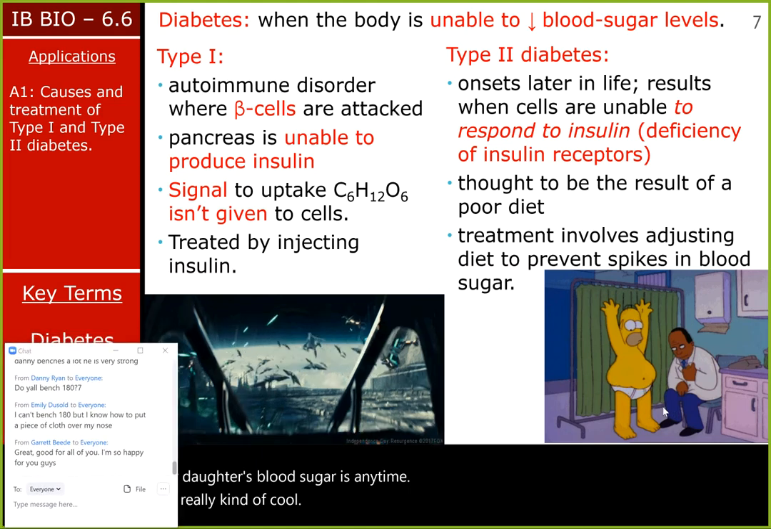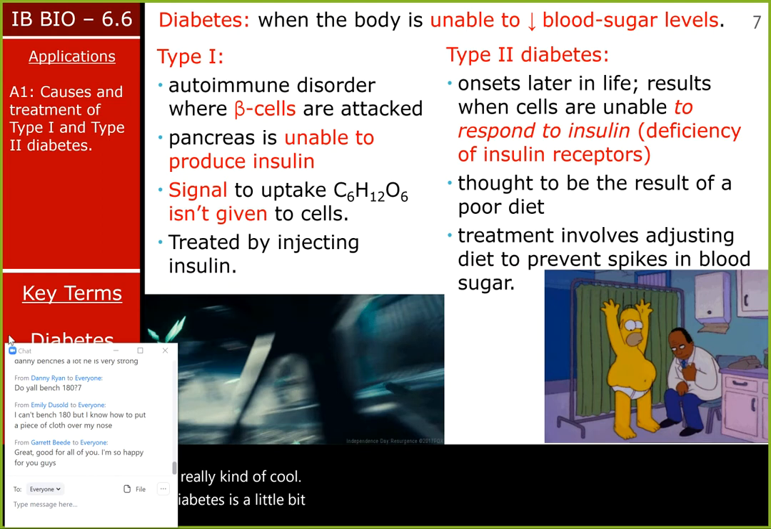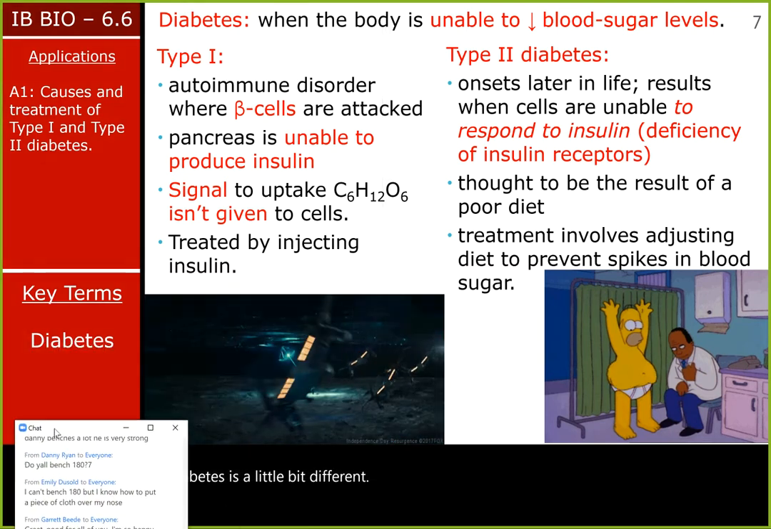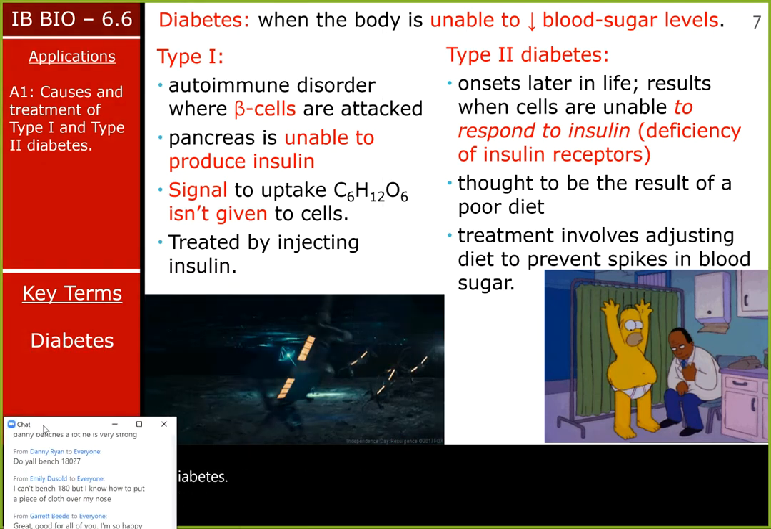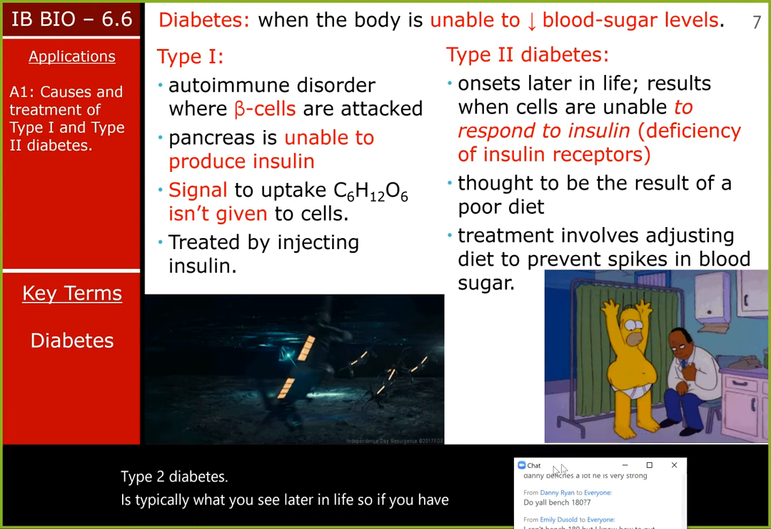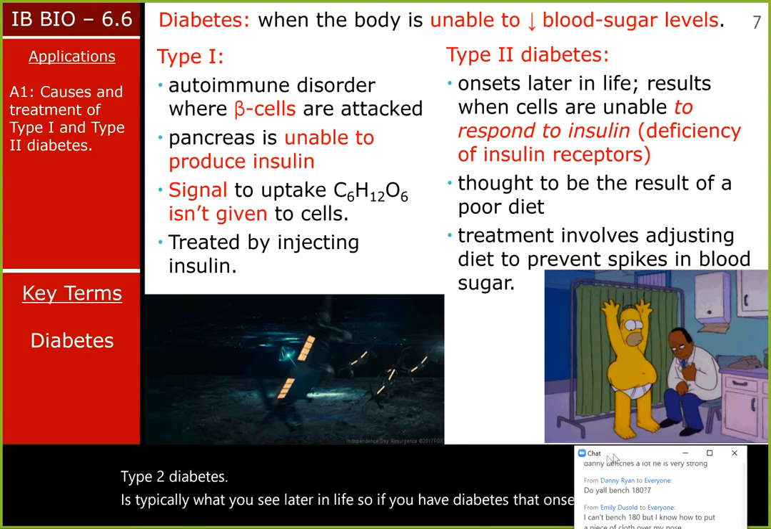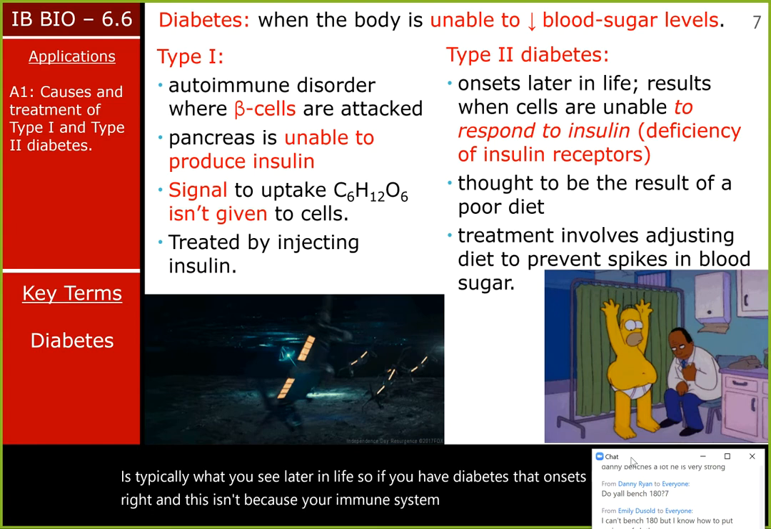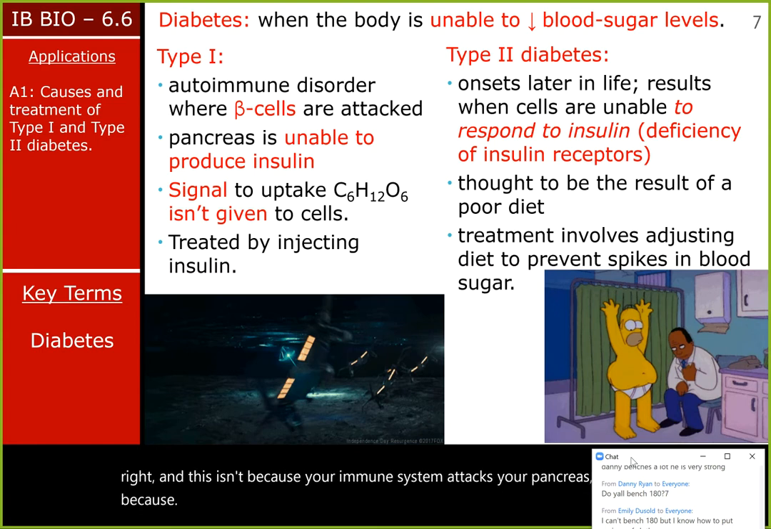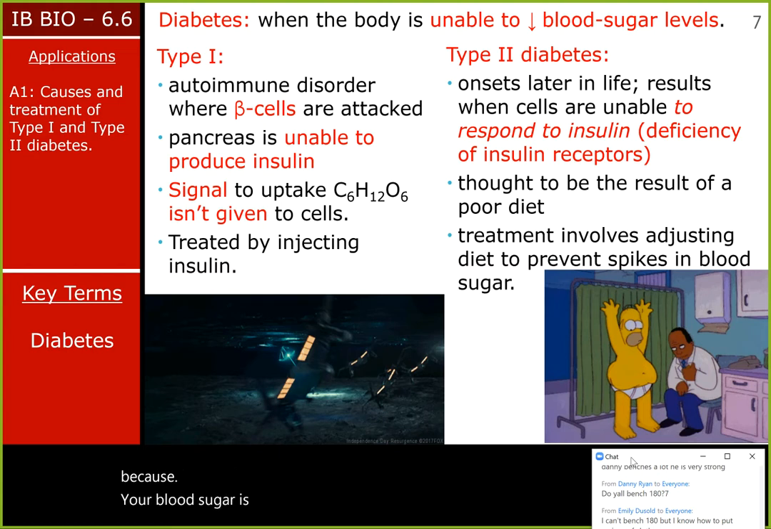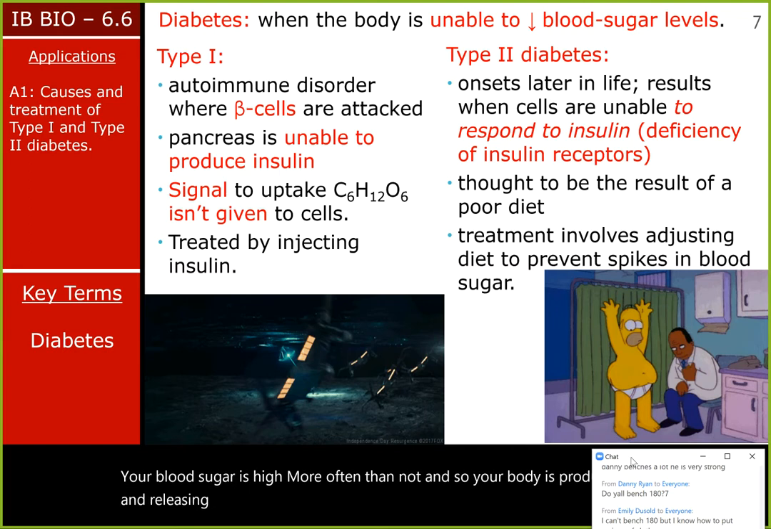Type 2 diabetes is a little bit different. Type 2 diabetes is typically what you see later in life. So if you have diabetes that onsets later, right? And this isn't because your immune system attacks your pancreas. This is because your blood sugar is high more often than not. And so your body is producing and releasing insulin all the time. And when that happens, your cells start to ignore insulin, right? So you get what's called insulin resistance.